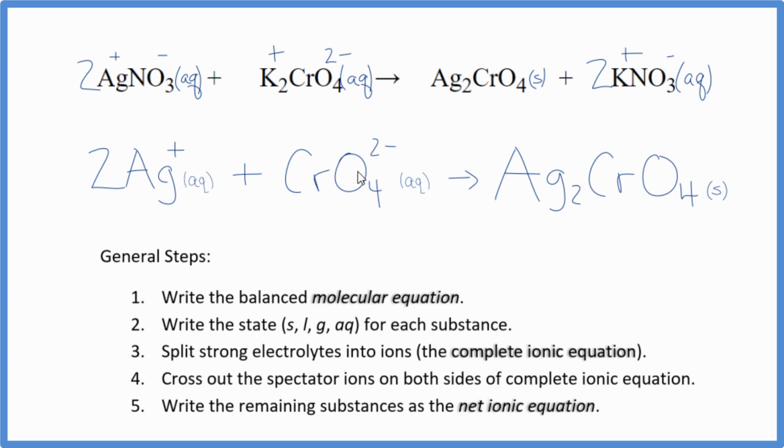You'll note that charge is conserved. I have 2 times 1+, so that's 2+ and a 2-. That gives us a net charge of 0 here in the reactants. In the products, this is a neutral compound, so its net charge is 0. So charge is the same on both sides. If you count the atoms up, they're balanced as well.